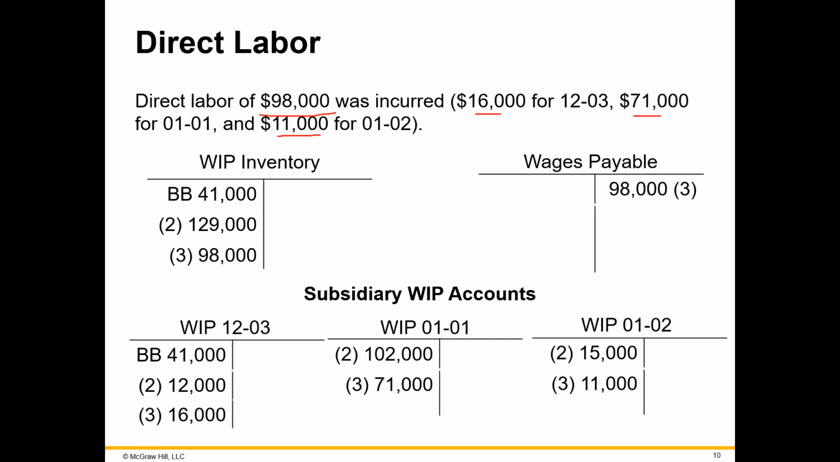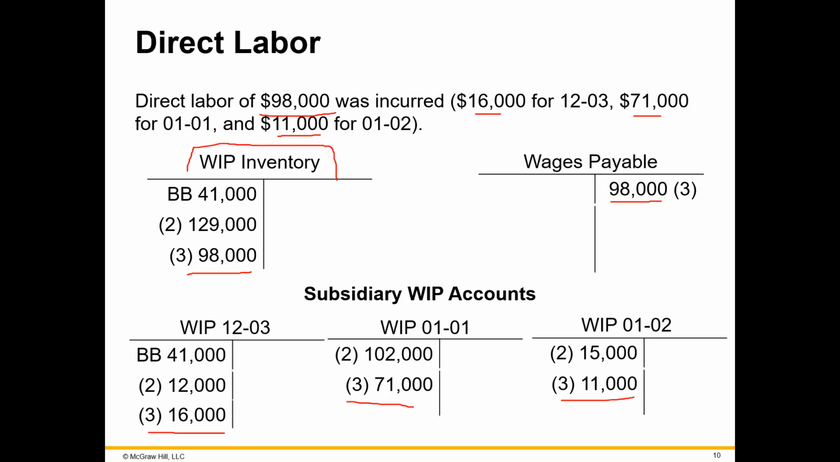So first we record our journal entry, which would be wages payable credited of 98 grand and work in process inventory debited of 98 grand. So remember that direct labor becomes a component of inventory, so it becomes tracked as an asset. Now this 98 grand further breaks down into subsidiary accounts. So you can see here that you can split out that work in process inventory into these three jobs, and they all add up to the amount in the work in process control account, which is the main account here.